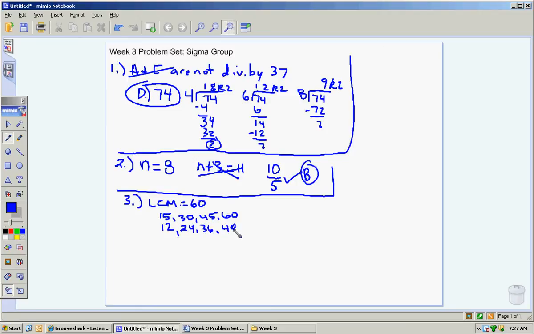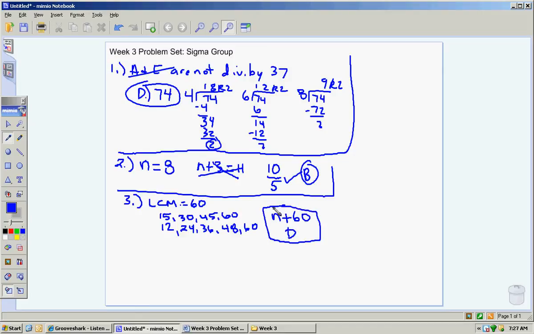Well, if it takes 60 to get them to be the same once, then it's going to take another 60 to get them to be the same again. So the answer is n plus 60, which in our example is going to be 120, because again, that's the least common multiple of them.